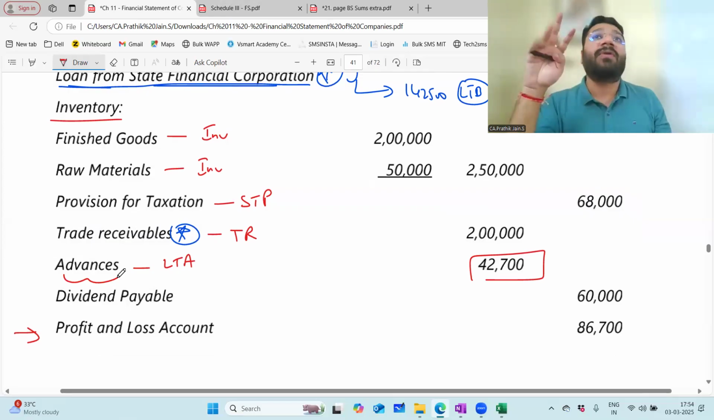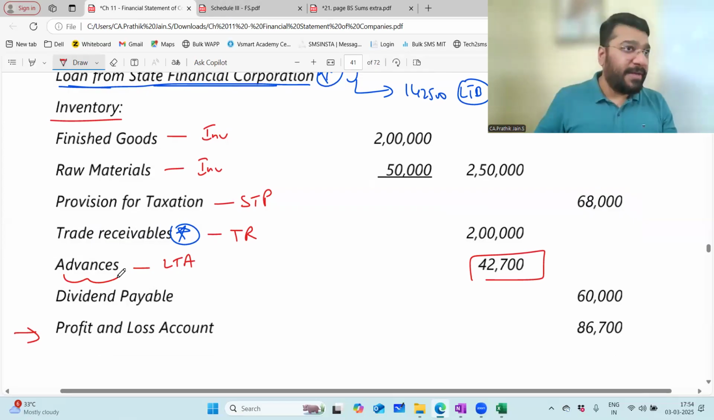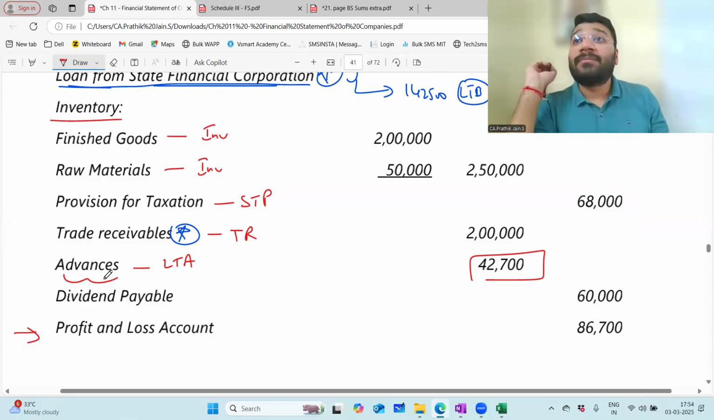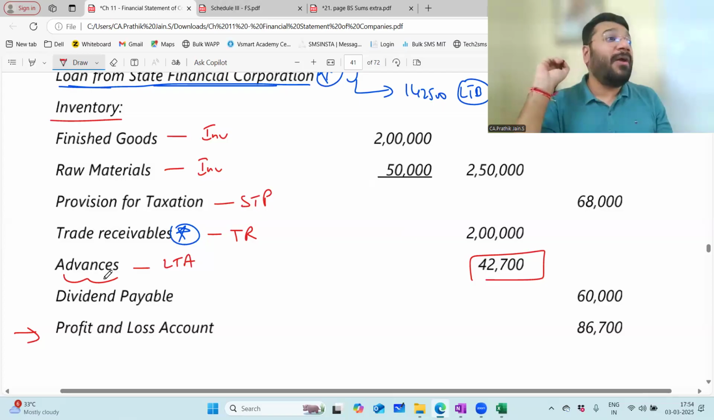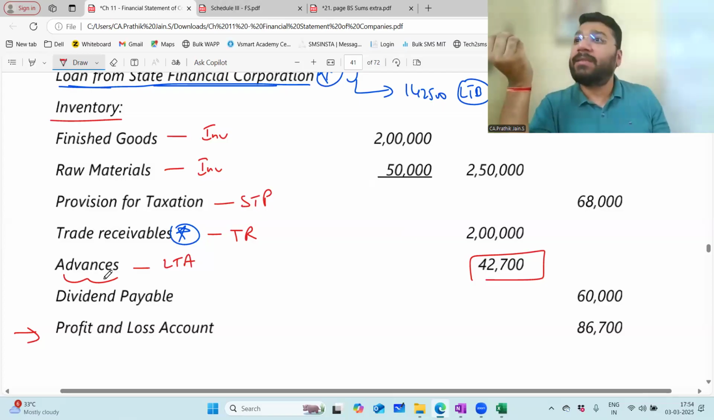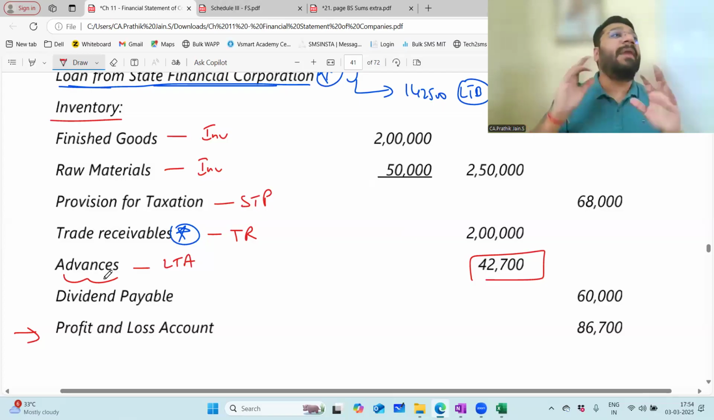We can do. For justification, I can do it anywhere. If you want me to justify why this is short term, I can justify. I'll say this advance is given to my employee. I gave this assumption: I'm giving this advance to the director. I can take any assumptions. So I'm expecting this money will come back to me in a shorter period of time.